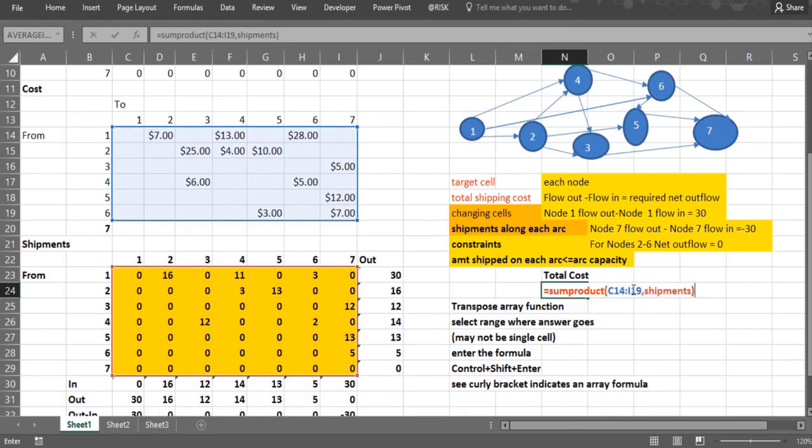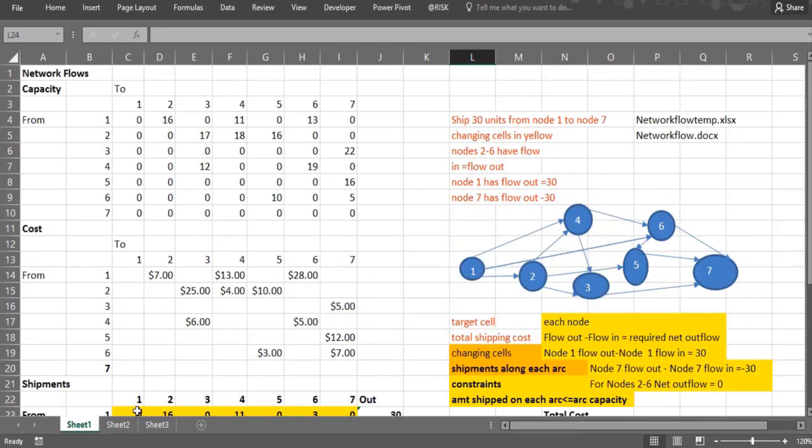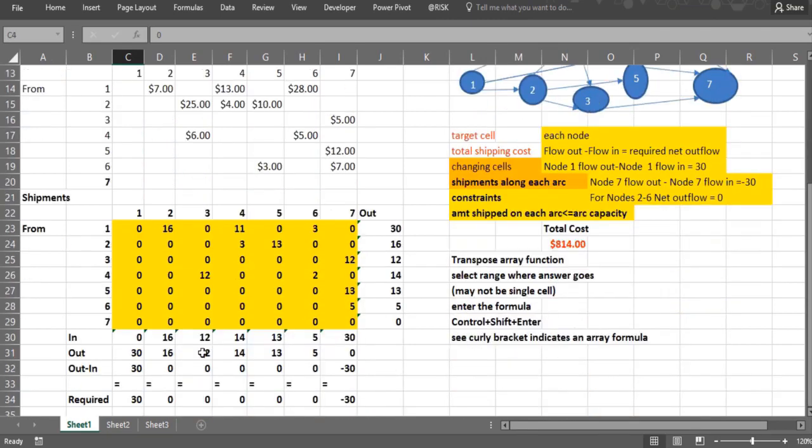I think this should be through I20. C14 through I20 is our cost, and then we have our shipments there. Okay, and then we're going to have to make sure the shipments cell by cell are less than the arc capacity, and then we have to make sure the flow out minus in in row 32 equals row 34, and that should do it. But let's change some numbers around.